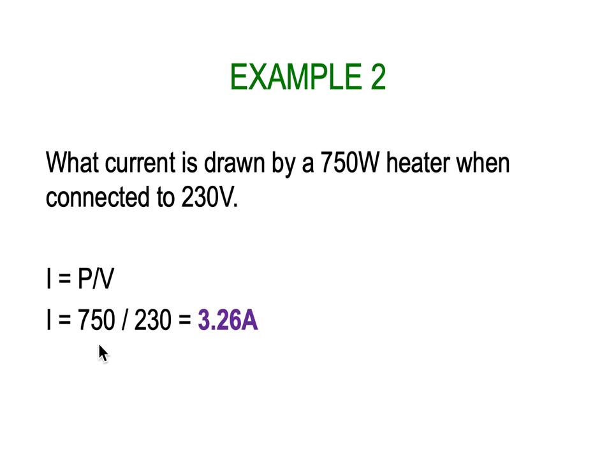So we take our power at 750 watts, divide it by 230 volts, and that's going to be 3.26 amps. So we have 3.26 amps going through our circuit at 240 volts. It will produce 750 watts. That's what the physics is doing.